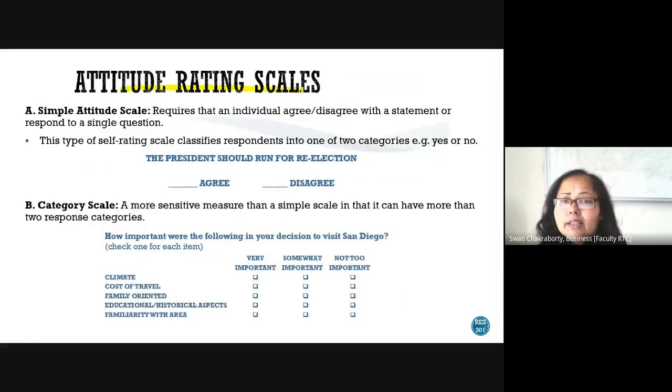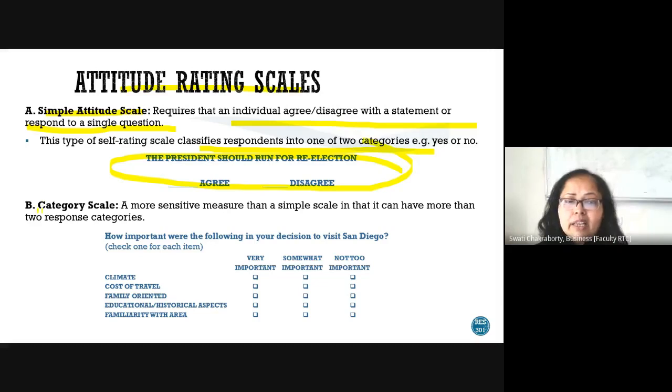So, attitude rating scales: the simple attitude scale requires an individual to agree or disagree with a statement or respond to a simple question, which basically classifies respondents into one of two categories, that is, yes or no. Right? This is an example. Category scale is a more sensitive method than a simple scale, where it can have more than two responses. Right? See this? More than two.